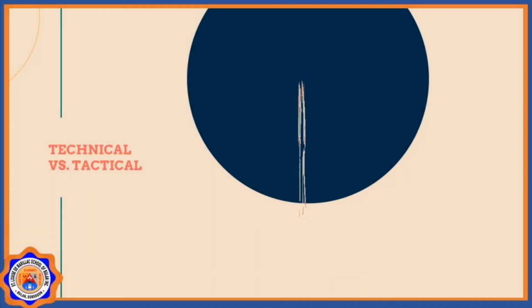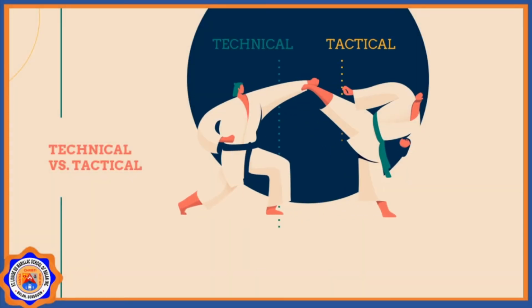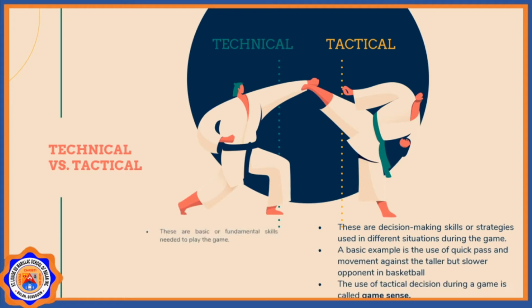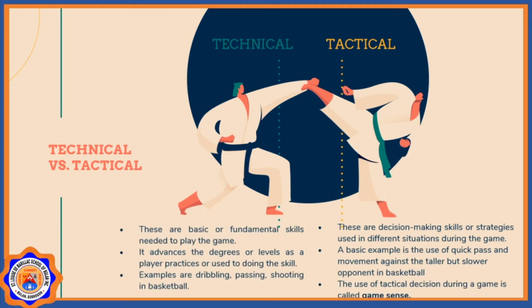In playing any sport, learning and developing skills help athletes improve in the game. These skills involve physical training and game strategies. So, here are the game strategies that I'm talking about. It's the technical and the tactical skills. How do they differ? Let's have an in-depth understanding of these two.